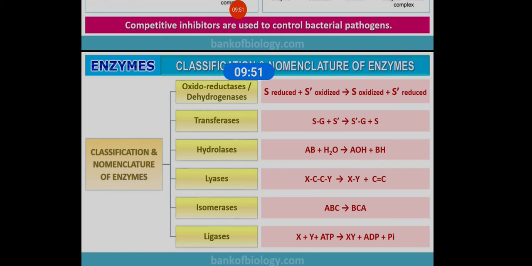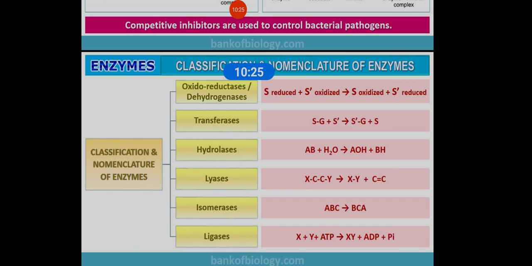Transferase, you can see over here: SG plus S dash. Now SG has transferred the G to S dash. Hydrolase means addition of water. Lyases, you can see over here that XCCY has broken down into XY and CC. Then isomerase. Isomerase means their molecular formula is the same, but their structural formula gets changed, like glucose and fructose, glucose and galactose. They are showing the phenomenon of isomerism.